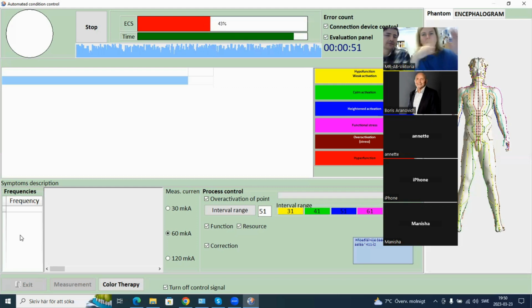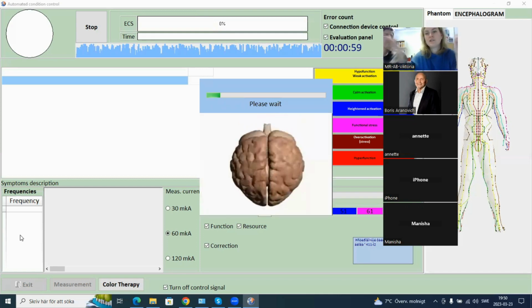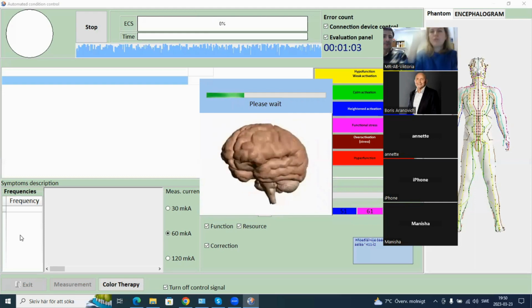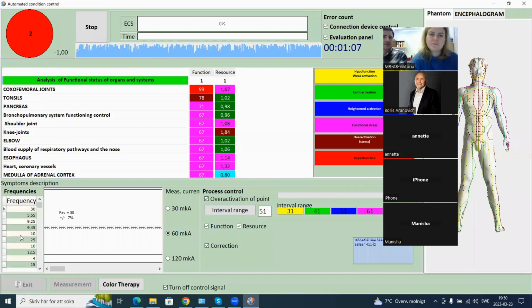Then afterwards in expert, I cannot see when it's too much. I cannot see the pattern, how they jump in the organs. It will be too much information.